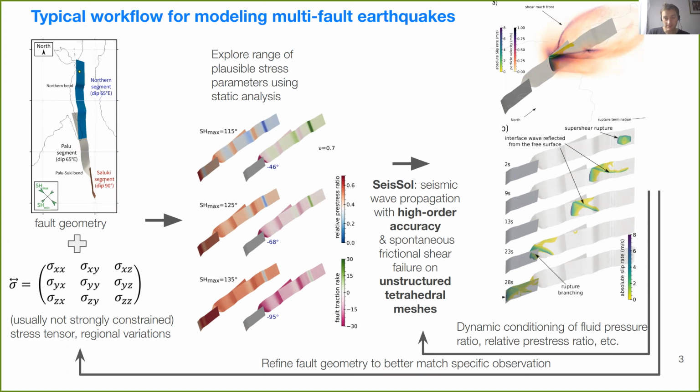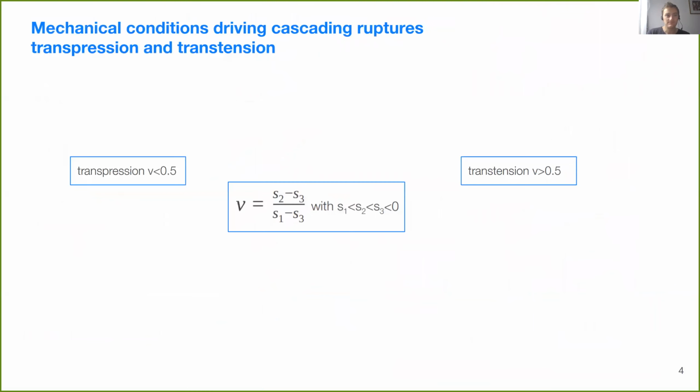And typically we will run SeisSol, which solves for seismic wave propagation with higher order accuracy. This also allows for dynamic rupture boundaries, and it supports unstructured tetrahedral meshes, which allow us to easily account for complex fault geometry. So for modeling Ridgecrest, we have the chance to have a highly constrained stress field from the community stress model. So we can skip the static analysis.